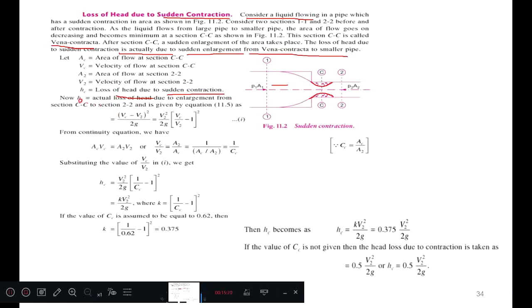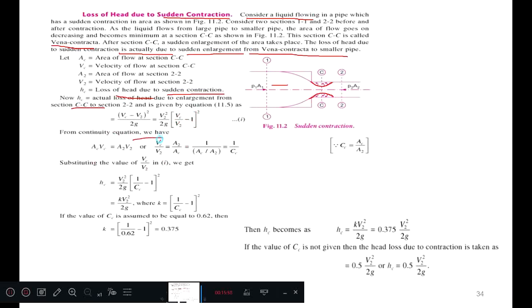Here HC, if we want to calculate it, is the loss of head due to sudden enlargement from section CC to section 2-2, and is given by the equation as previously, that is, loss due to sudden expansion. The actual losses take place due to sudden enlargement from CC to 2-2. Hence by utilizing the sudden enlargement equation, we can write (Vc minus V2) whole square by 2g, taking V2 square by 2g as common, so it becomes (Vc by V2 minus 1) whole square.